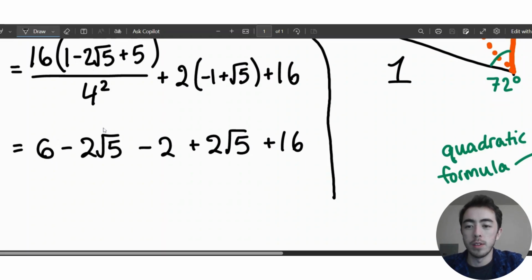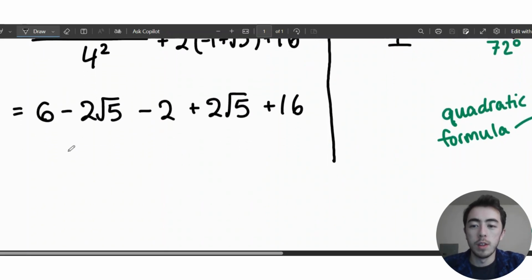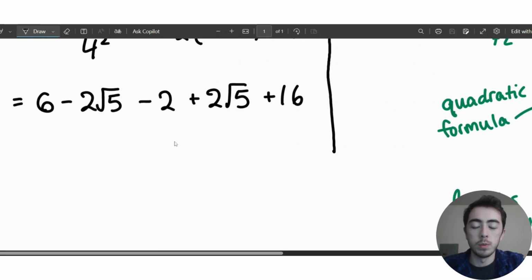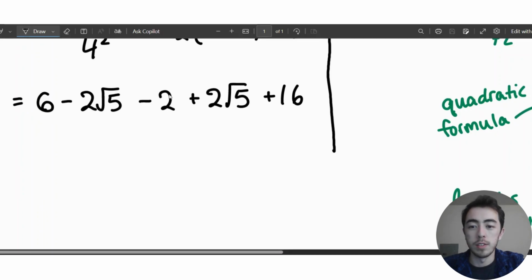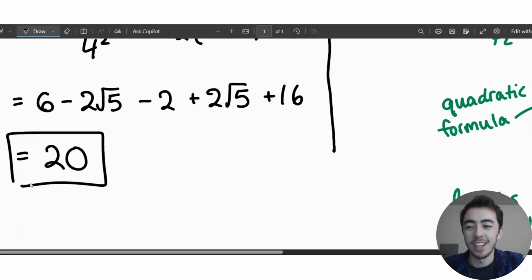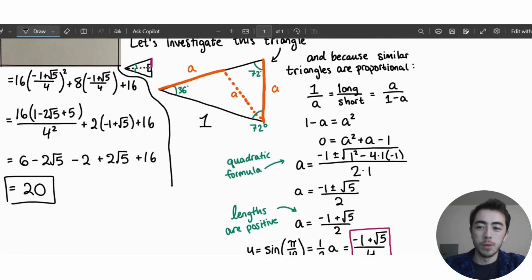Finally, that 1 and that 5 can combine to a 6. Here's still that minus 2 root 5. And here are my other terms. Fortunately, those 2 radical terms, or the ones with the square roots, cancel out, because I have a minus 2 root 5 plus a 2 root 5. So really, all I'm seeing is a 6 minus a 2 plus a 16. 6 minus 2 is 4, so then 4 plus 16 gives us 20. Nice. There it is. This problem was really tricky.